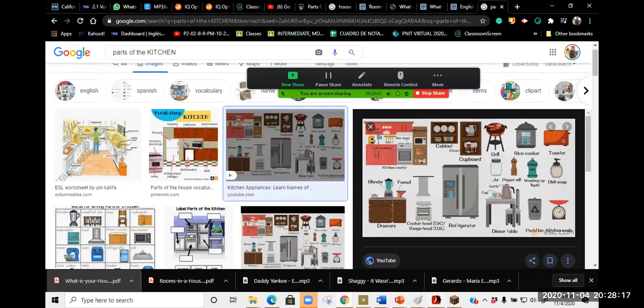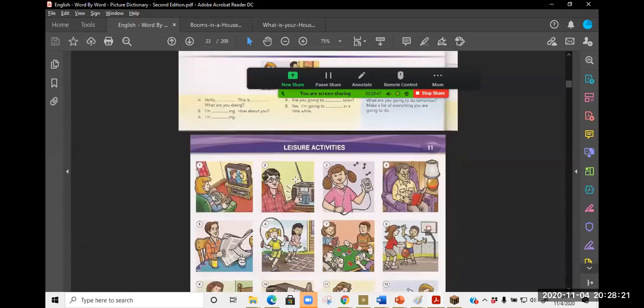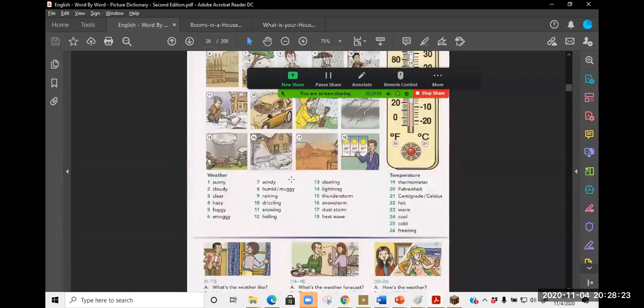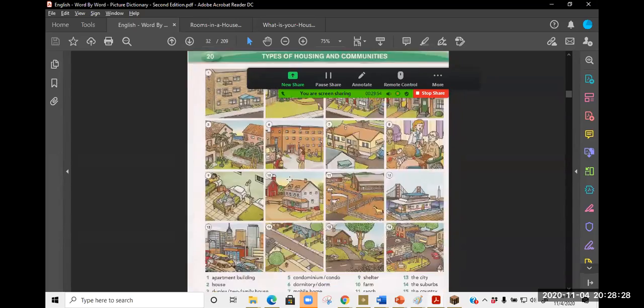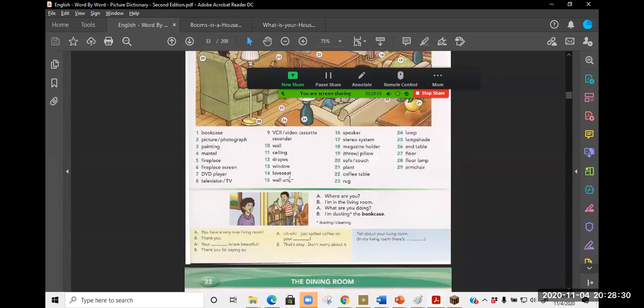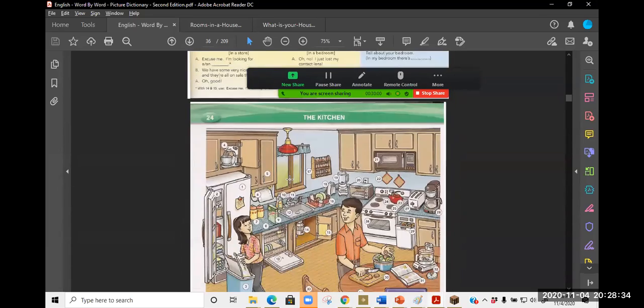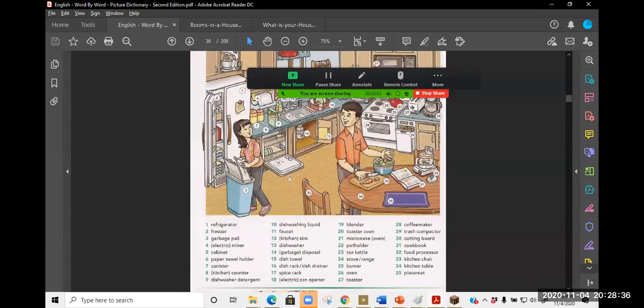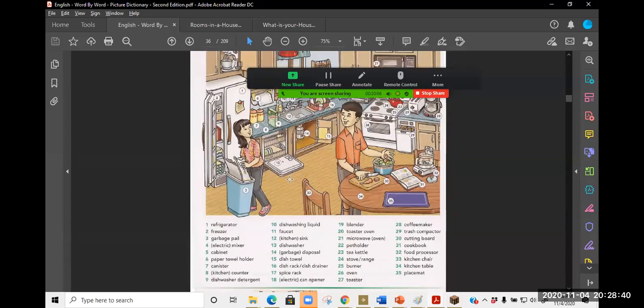But I'm gonna send you, I have a book. Yo había quedado con ustedes de mandarles, que es este vocabulario, word by word picture dictionary. Okay. Let me look for the parts of the kitchen. I will send it to you. Se lo voy a mandar. Okay. Remind me, acuérdeme, porfa, porque se me ha olvidado. Ayer se lo tenía que haber mandado. Okay, and so see, miren, todo es el vocabulario del kitchen.